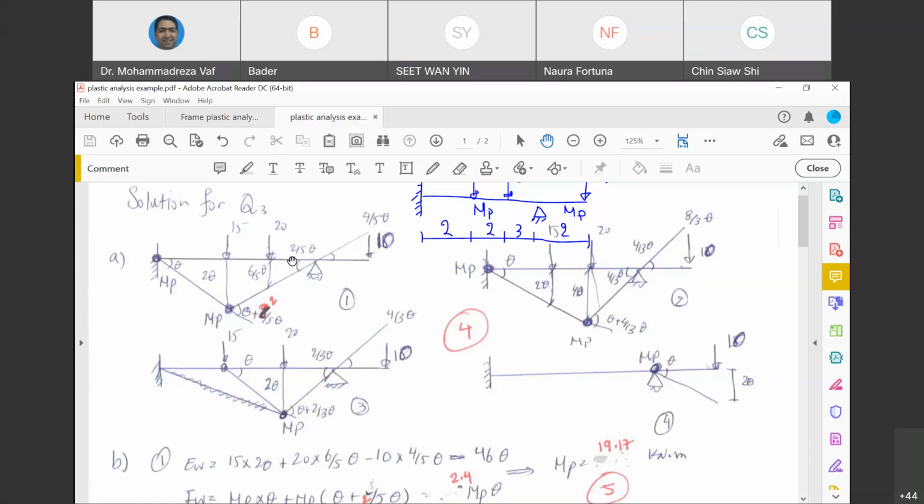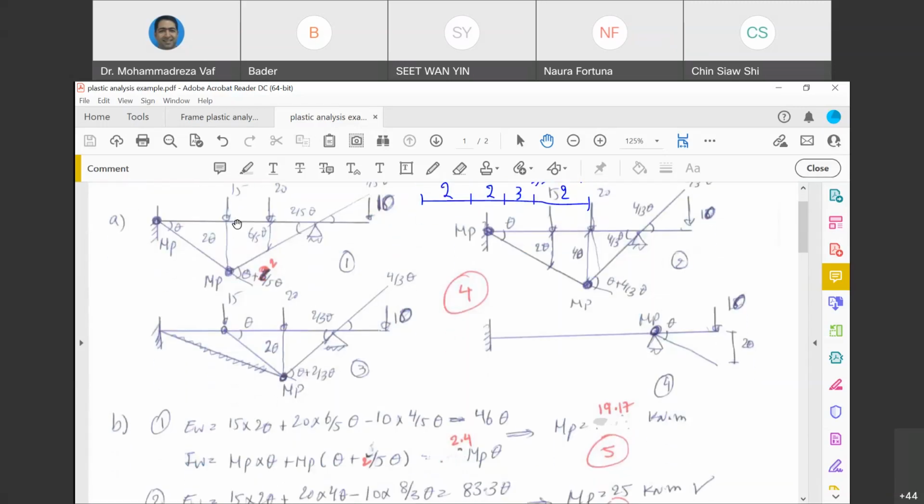So if this one is theta, this one is 2/5 theta, you can easily calculate how much is the rotation in this plastic hinge, which is the summation of theta plus 2/5 theta. So now that everything is clear, we can calculate internal and external work for this beam.